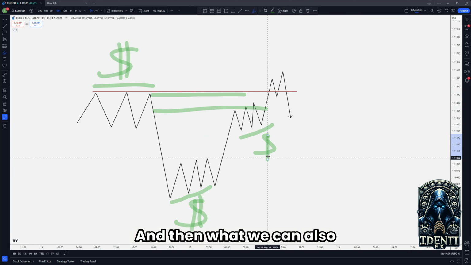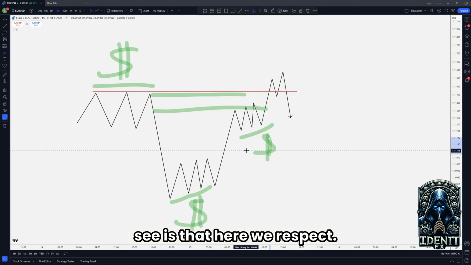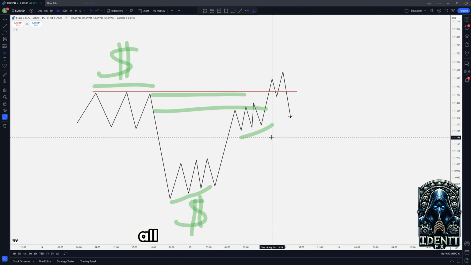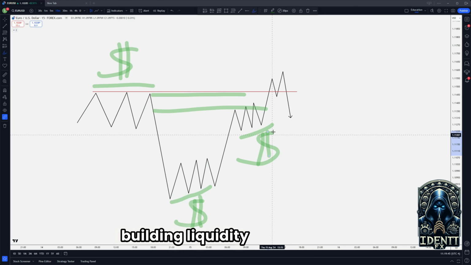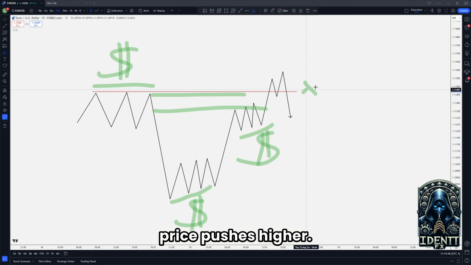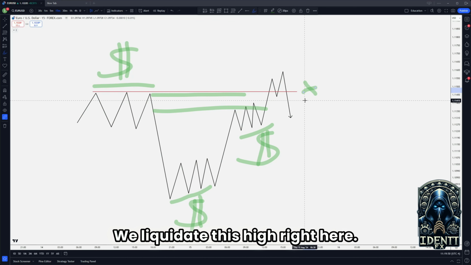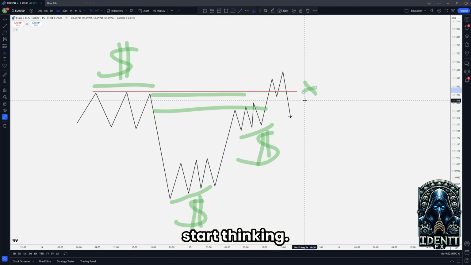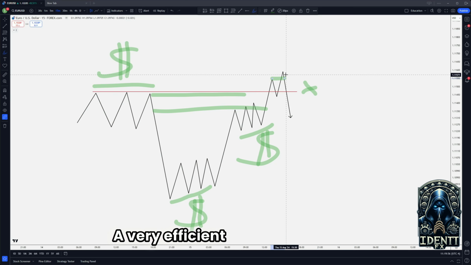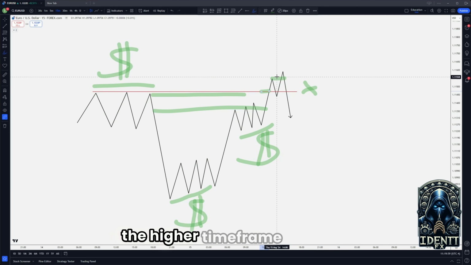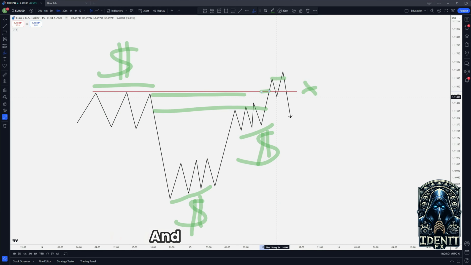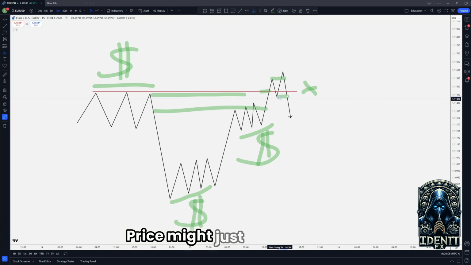And then what we can also see is that here we respect liquidity. Again, we respect all of these lows, so we are building liquidity. At that point, price pushes higher. We liquidate this high right here. So now we can already start thinking, all right, I see what price is doing. I see a very efficient sweep right here, on the higher time frame and also the lower time frame. And now I can see displacement through that low right here. What can we start thinking? Price might just be reversing.